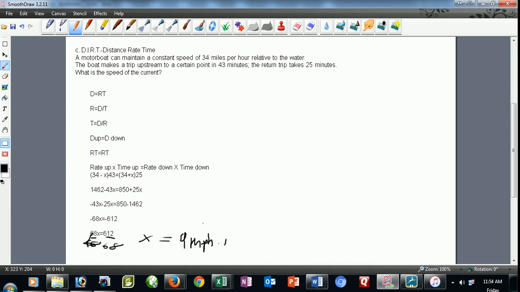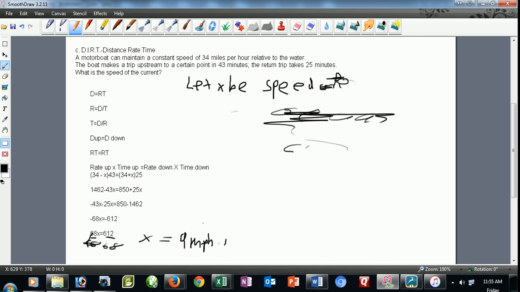Because we said let x be the speed of current. That's what I'm looking for. Correct. The speed of current turns out to be 9 miles an hour. Really straightforward. Practice it. No big deal.